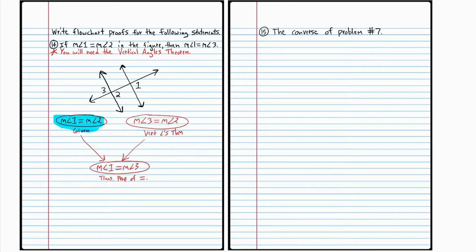This is given information. We also know that the measure of angle 3 is equal to the measure of angle 2 by the vertical angles theorem, and this does not follow from this. So we're not connecting them really. But we are going to use these two pieces of information to conclude that the measure of angle 1 is equal to the measure of angle 3 by the transitive property of equality.